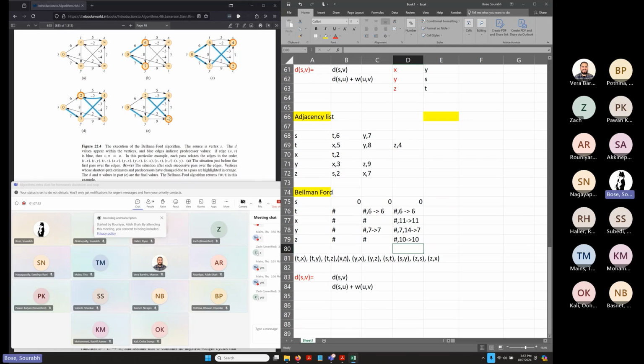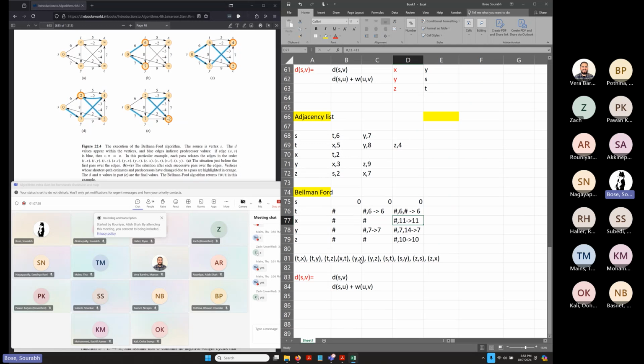Then we have XT. Currently T is 6. We are always going to look at the previous column. So X is currently infinity. We are offering S to X, infinity, and XT is 2. So we are offering infinity. So it remains 6.